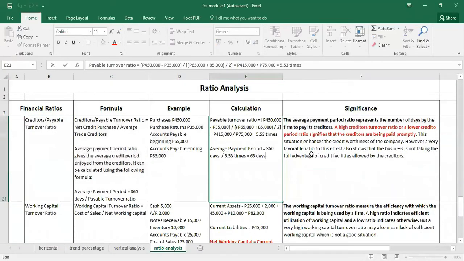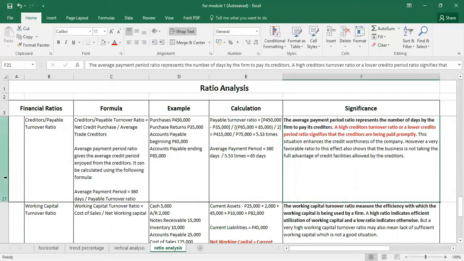Usually ito tinitingnan ng mga investors kung gaano ka kabilis magbayad ng mga pagkakautang ng business mo. So, the average payment period ratio represents the number of days taken by a firm to pay its creditors. A high creditors turnover ratio or a lower creditor period signifies that the creditors are being paid promptly. This situation enhances the creditworthiness of the company. However, a very favorable ratio to this effect also shows that the business is not taking the full advantage of credit facilities allowed by the creditors.